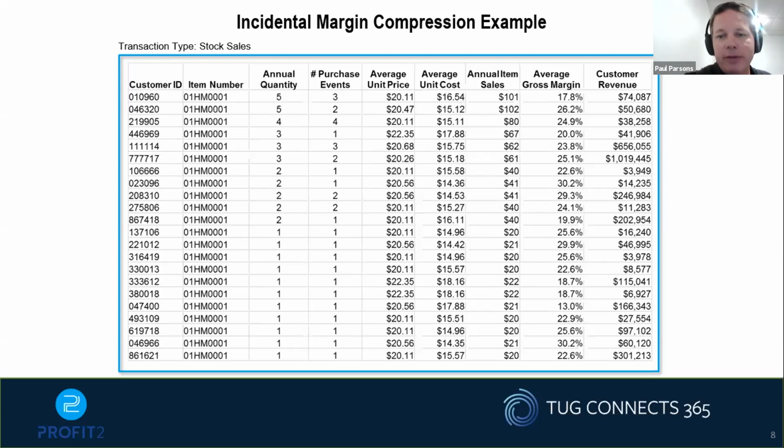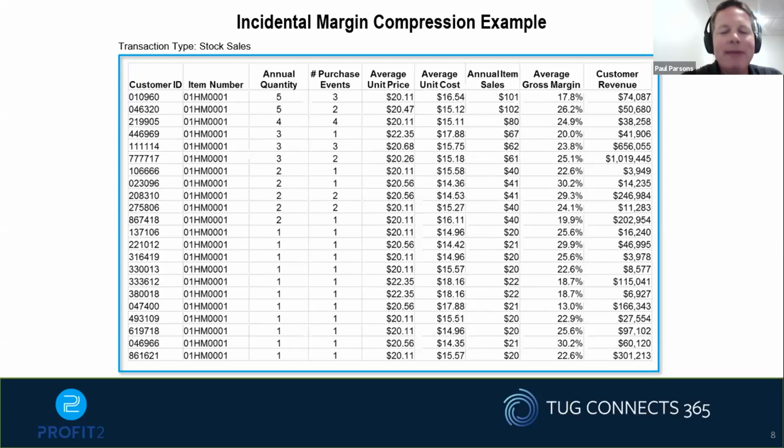You probably notice that they're all different, they're all over the place. Some of them correlate to the customer revenue, some of them correlate to the annual item sales, but very few actually do. And it's easy for me to look at these 20 different customer item combinations and cherry pick 5 or 6 or 7 examples and say, could we possibly grab another 4 or 5 points? And would that have any material impact on this sale to this customer?